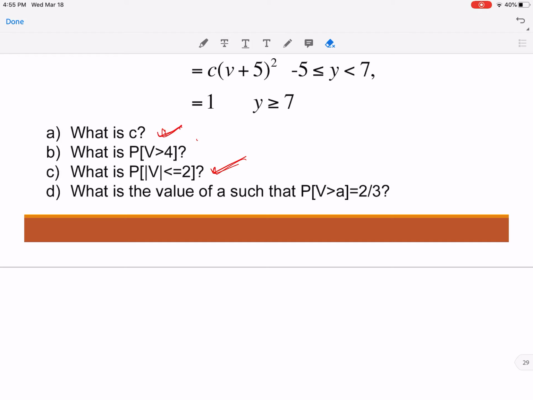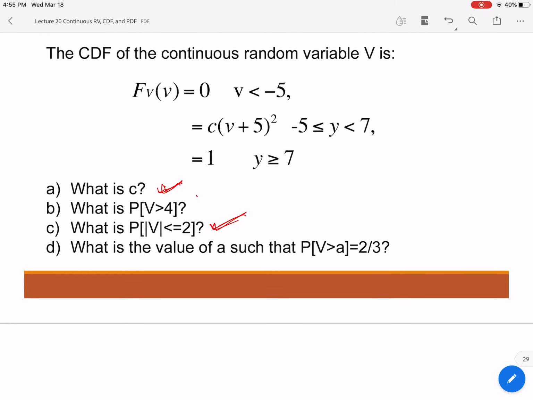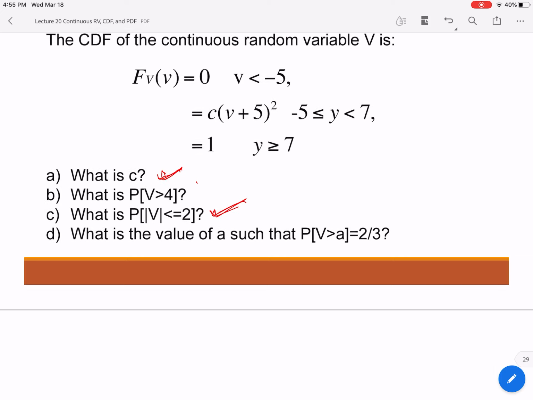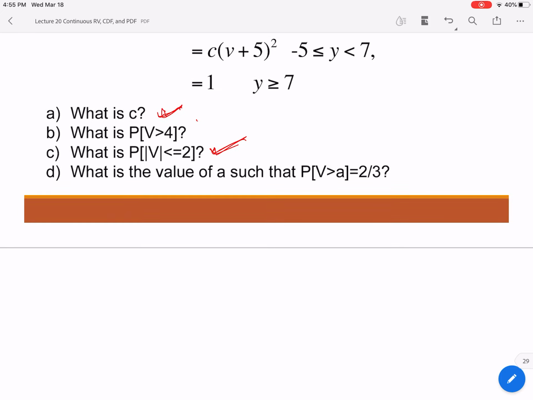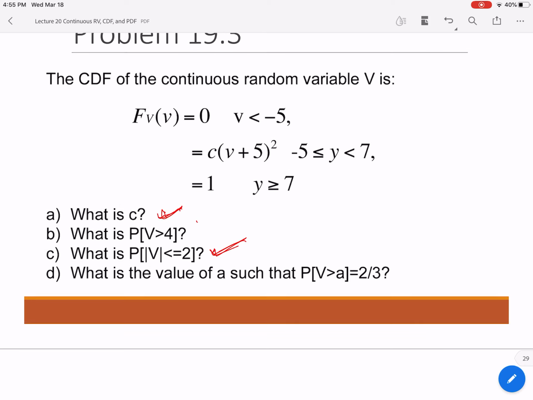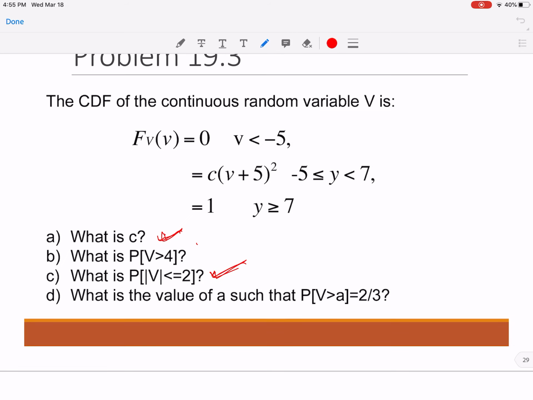Now, let's solve for part C. Here, I need to find the value of the constant C for the CDF. To find the value of constant C, I'm going to use the fact that your CDF for a continuous random variable is always going to be continuous. So F of y, or F of v in this case, is going to be continuous even at those places that seemingly look discontinuous.